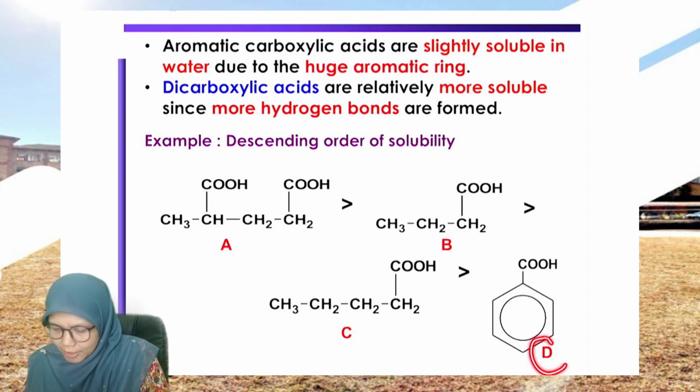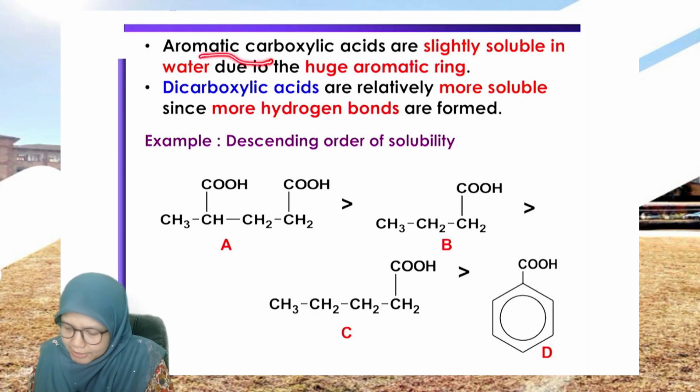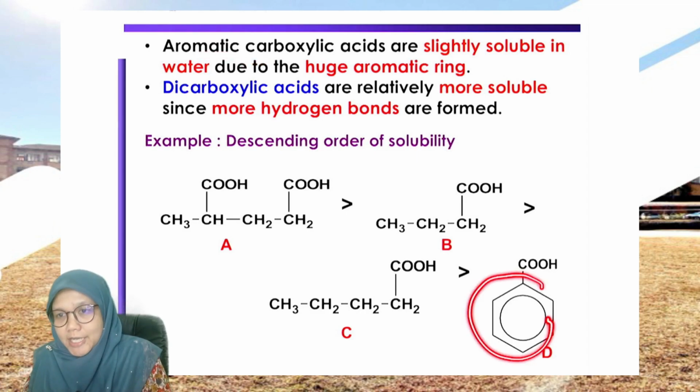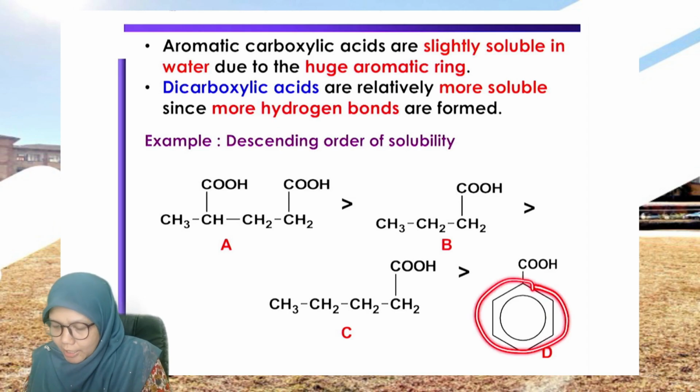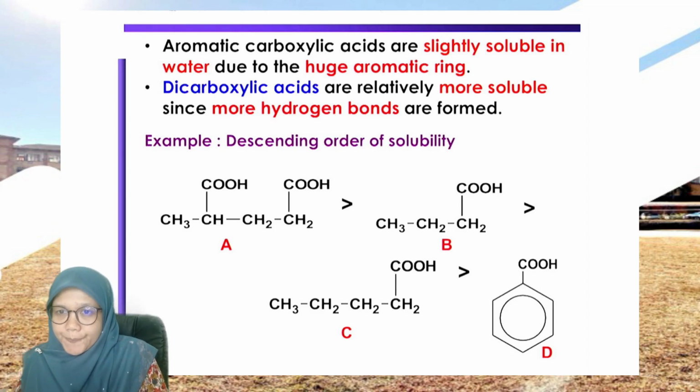Compound D pula. Compound D ni slightly soluble saja. Okay, sebab apa? Sebab aromatic carboxylic acid. Okay, ini contoh aromatic carboxylic acid lah. Okay, jadi bila ada huge aromatic ring ni, dia akan mempengaruhi solubility of carboxylic acid in water.